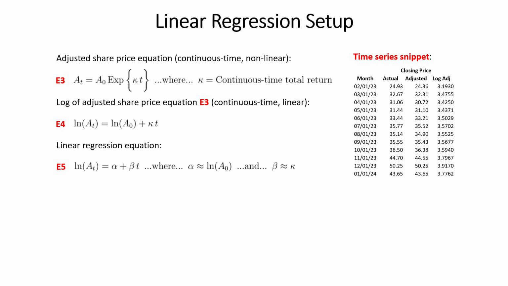It starts out being equivalent. So at January 1st, 2024, we have actual and adjusted share price equal, $43.65. But as we go into that time series, notice that the adjusted share price changes and is now different from the actual share price because adjusted share price takes into account splits and dividends. And then we want to take the log, just like we did in equation E4, of adjusted share price, and that's the starting point for our linear regression problem.